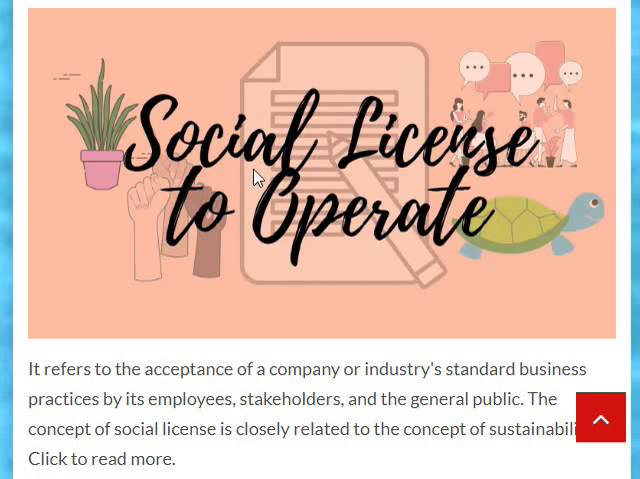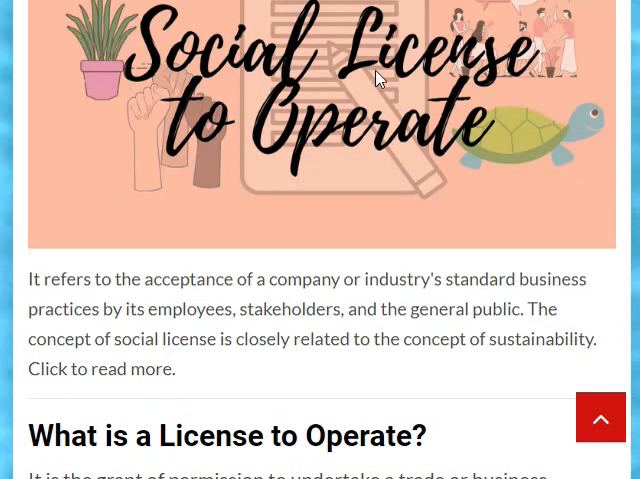In this video, we will talk about social license to operate. Social license to operate refers to the acceptance of a company or industry's standard business practices by its employees, stakeholders, and the general public. The concept of social license is closely related to the concept of sustainability.